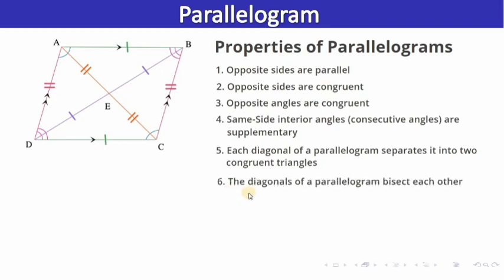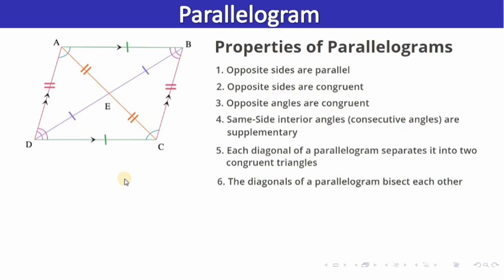Let's have another property. Another property says the diagonals of a parallelogram bisect each other. So not only do they intersect, but they bisect each other. That means if they intersect at point E, then DE will be equal to EB. So they get bisected. Bisect means to divide into two equal halves. And similarly, you will have AE equal to EC. From the notation you clearly see that. So that's all about the properties of a parallelogram.